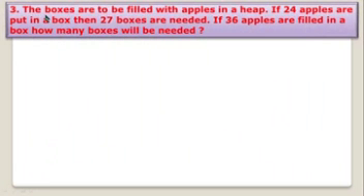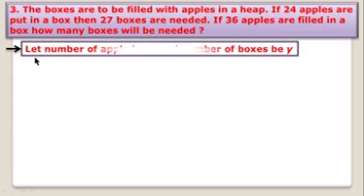Example number 3. The boxes are to be filled with apples in a heap. If 24 apples are put in a box, then 27 boxes are needed. If 36 apples are filled in a box, how many boxes will be needed?